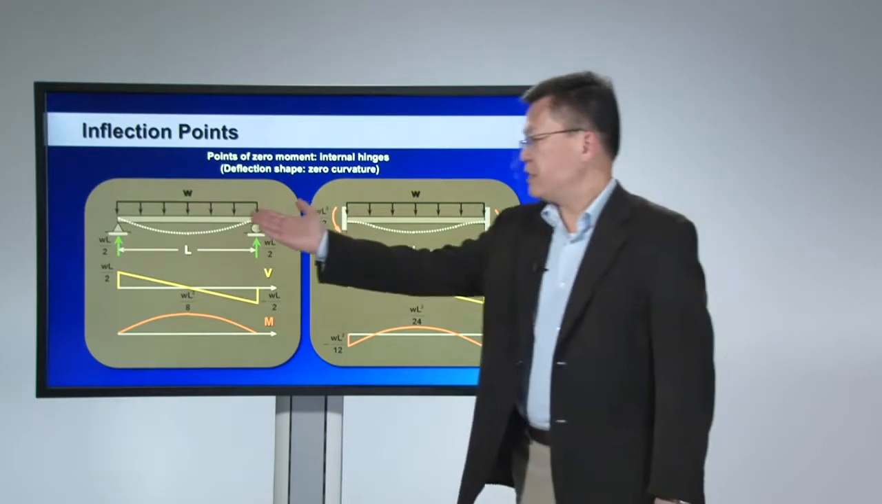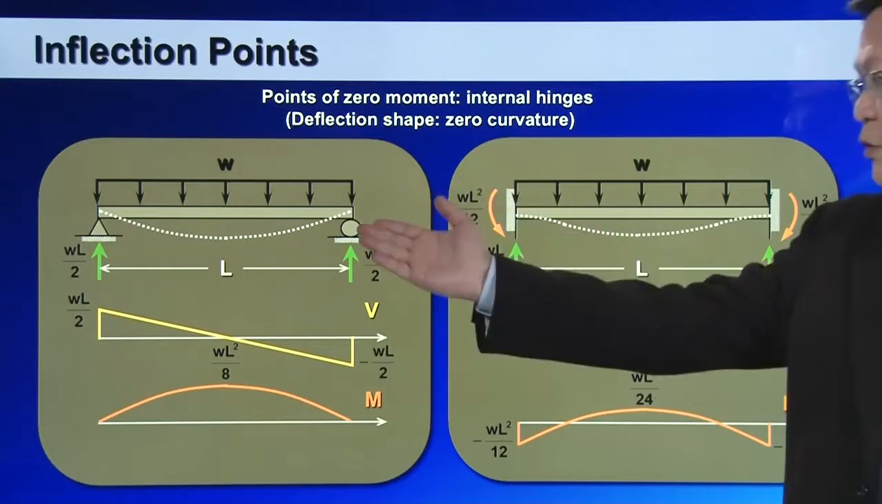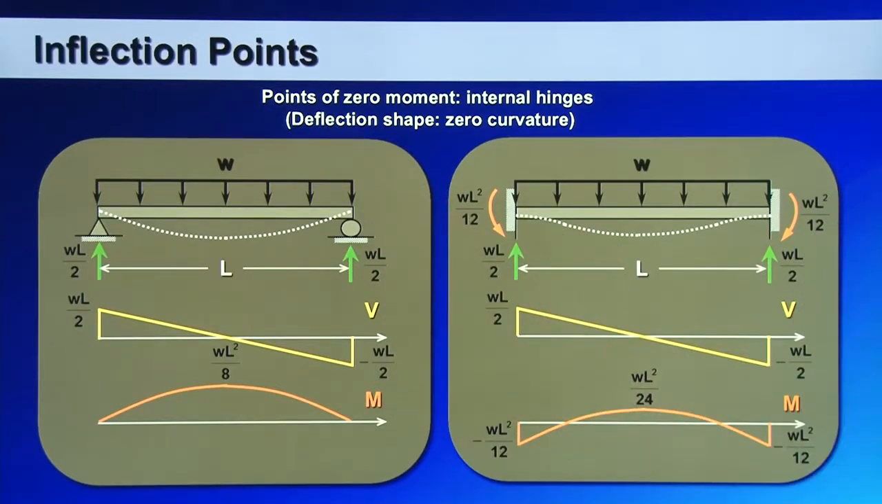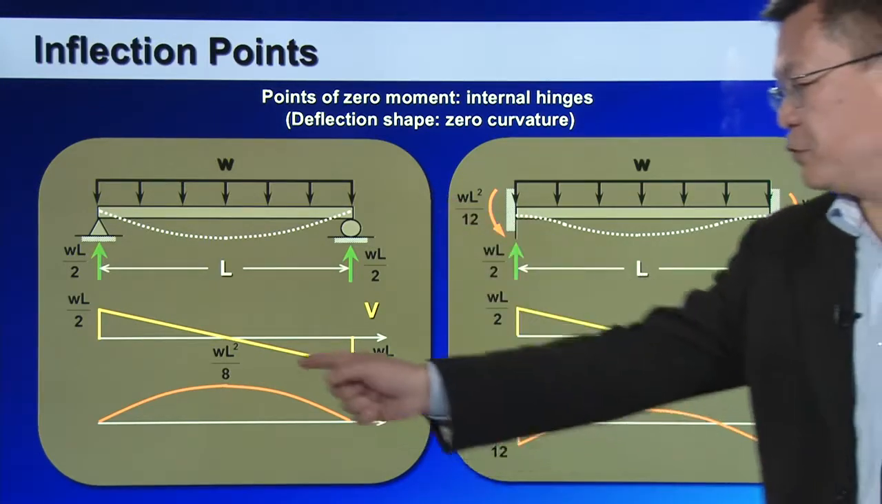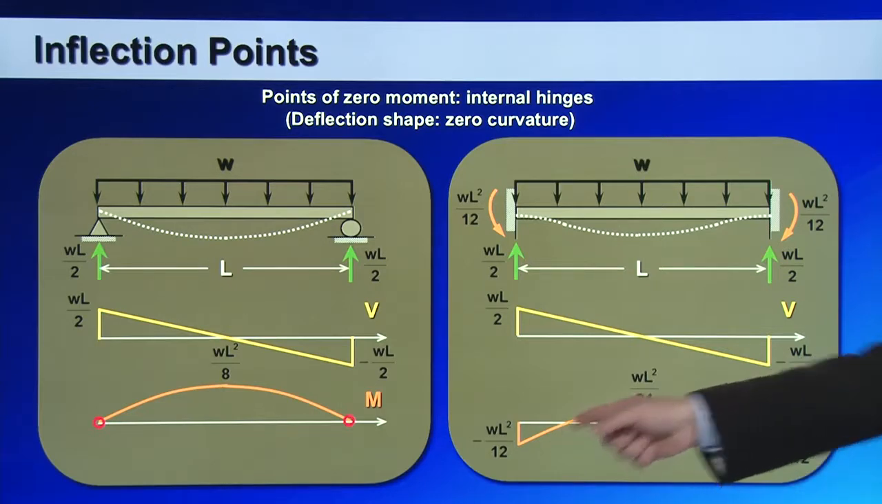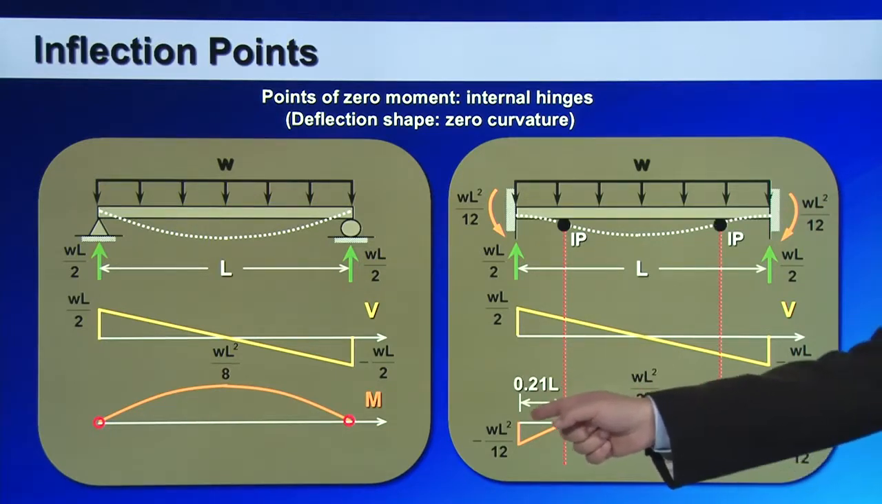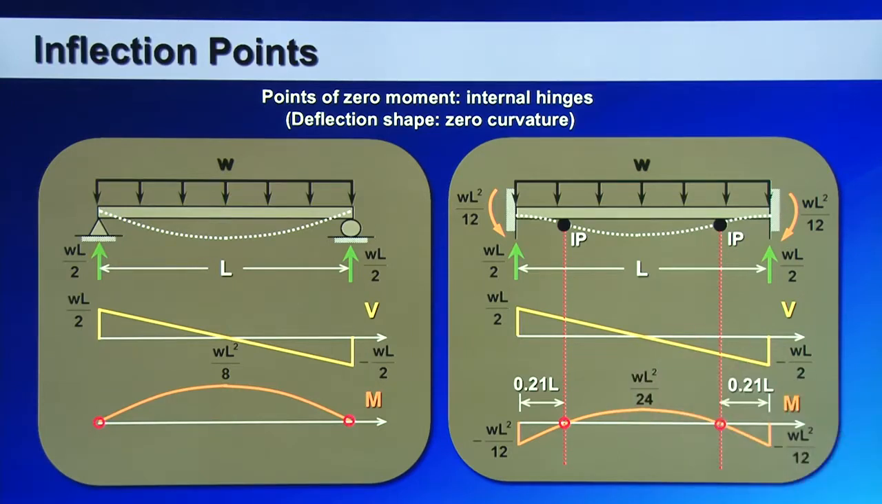So here is a simply supported beam under a uniformly distributed load. This is a determinate structure, so shear force and bending moment are very easy to establish. It shows that this structure actually has two inflection points at the ends. Here's another structure, which is a clamped beam under a uniformly distributed load. Detailed analysis shows that there are two inflection points located at 0.21 L from both ends of the structure.